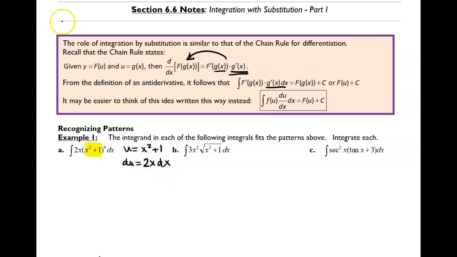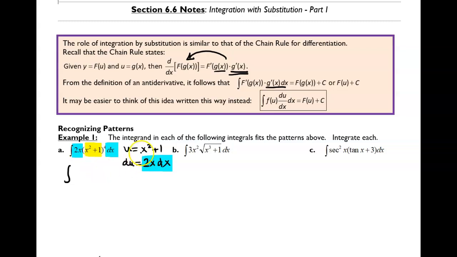Now, I want to pay attention, do I have a 2x dx in my problem? 2x dx, I see I have a 2x and a dx. They are not often right next to each other, but I do notice I have that g prime here. And so then I'm going to rewrite this. This is the step that's called a u substitution.